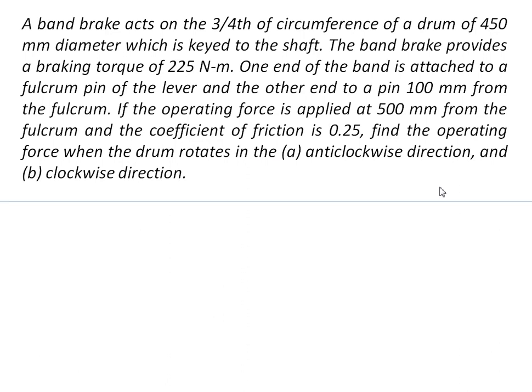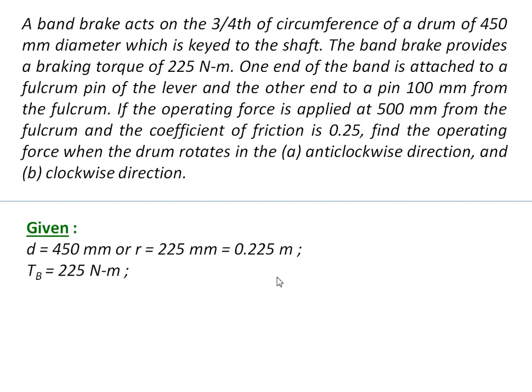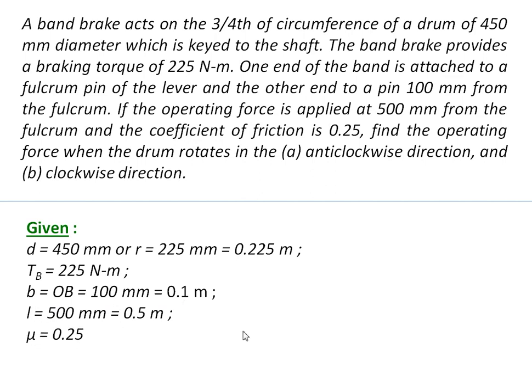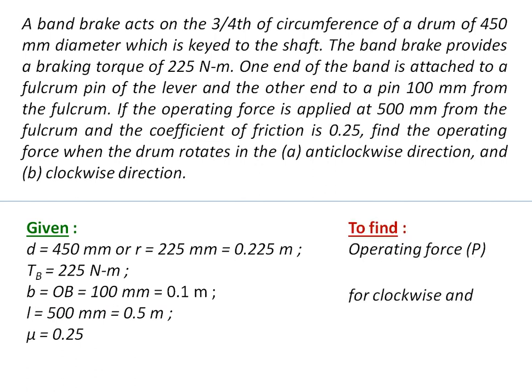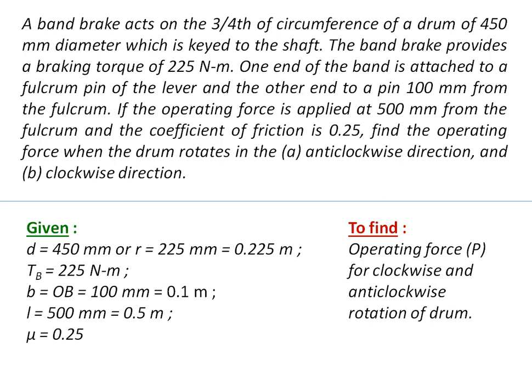So let us write down the given data. We have diameter 450 mm, so radius will be 225 millimeters and in meters it will be 0.225. Braking torque is given, that is 225 Newton meters. Further B 100 mm and L 500 mm. Mu, that is coefficient of friction, is 0.25. We have to find operating force for clockwise and anti-clockwise rotation of the drum.